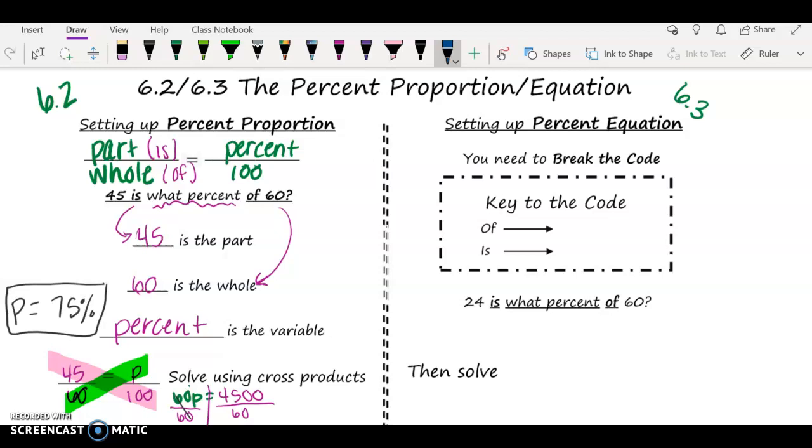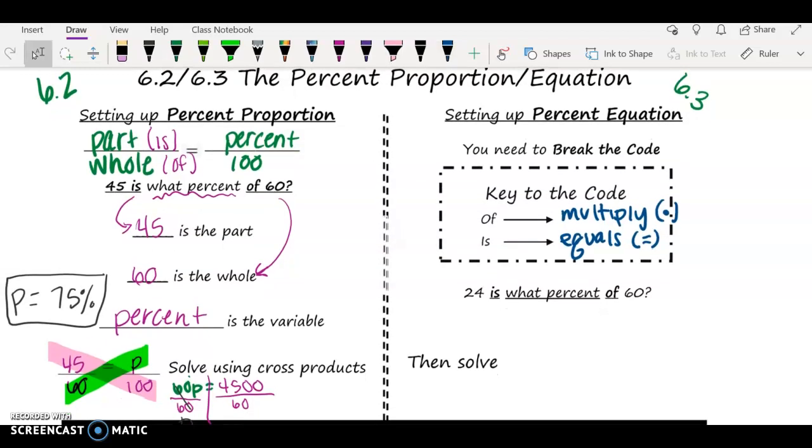So some key words that we need to know. Of means multiply. So this would be multiplying. Is going to be equals. So whenever we set up our equation, this turns out to be our part equals our percent times our whole.